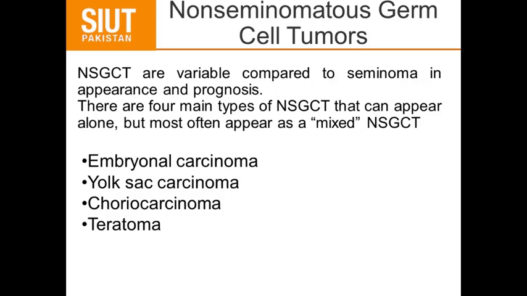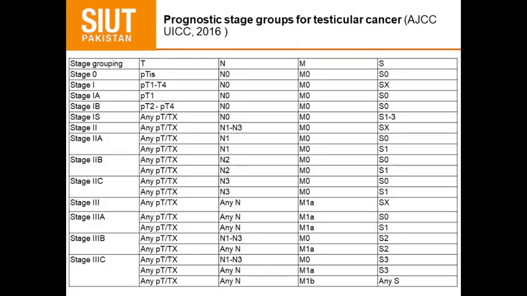Teratoma can be both benign and malignant, and they are mostly radio and chemo resistant, so surgery is the mainstay of treatment for teratoma. Now, prognostic stage grouping for testicular cancer. This is very important to know the management of non-seminomatous germ cell tumor, and this was quite well explained by Dr. Jamal in previous class.